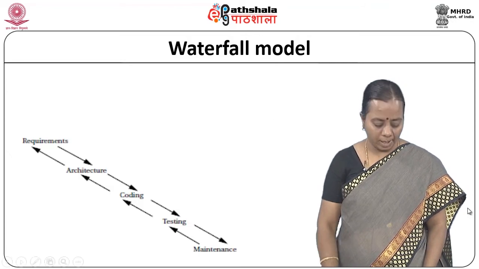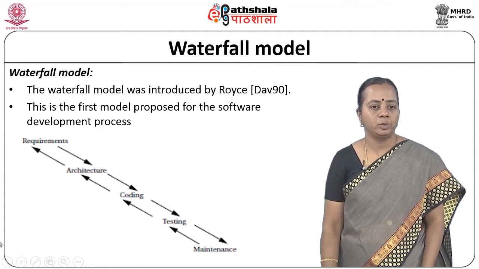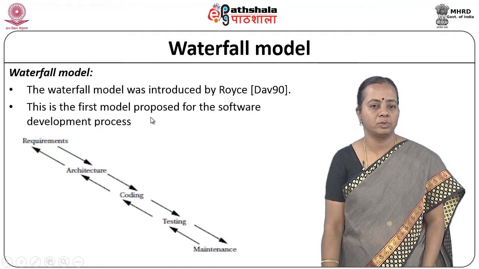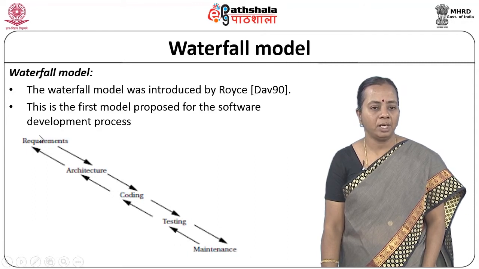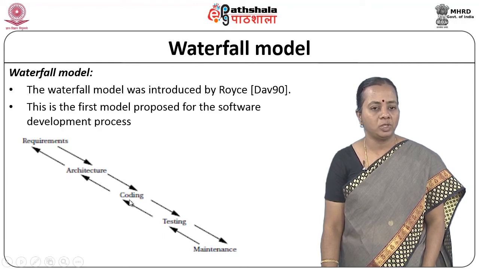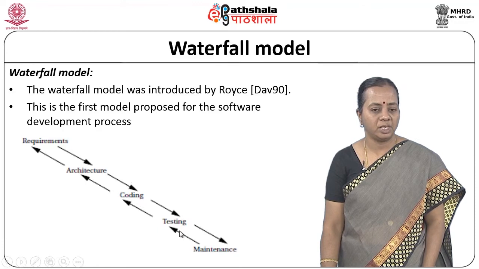So, this is the flow diagram of the waterfall model, which was introduced by Royce. This is the first model proposed for the software development process. Here you just see that in the same way requirement, architecture, coding, testing and maintenance are done, so that the entire product is maintained. The consumer requirement is there, based on that the architecture diagram is made, and the coding is done to implement the architecture, and the code is tested under different conditions, so that it debugs all the problems.